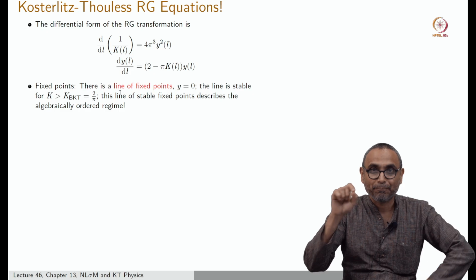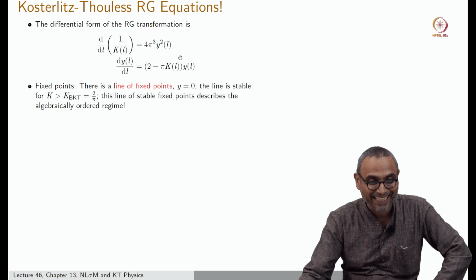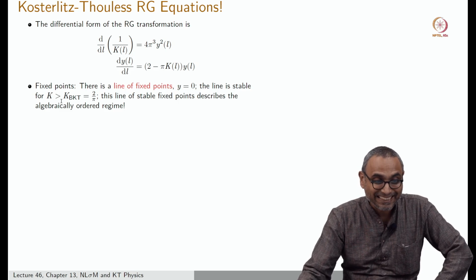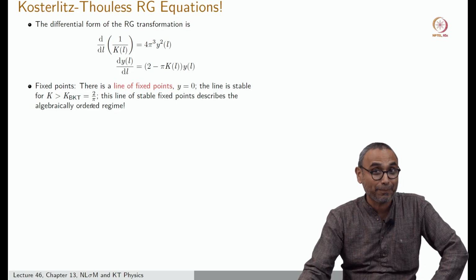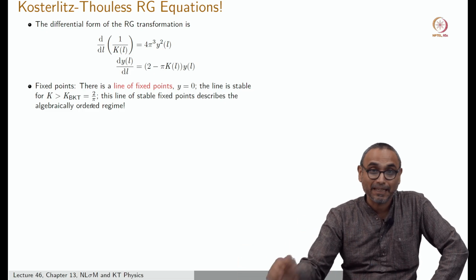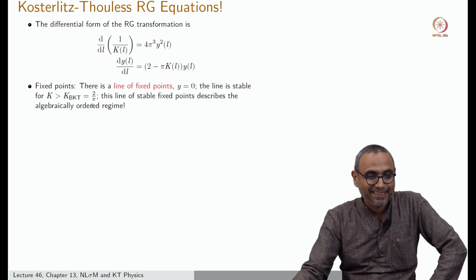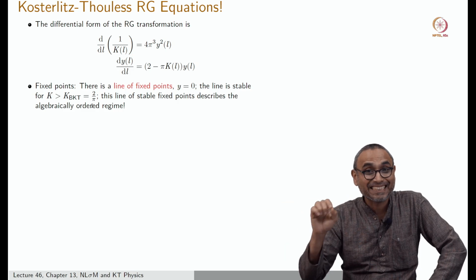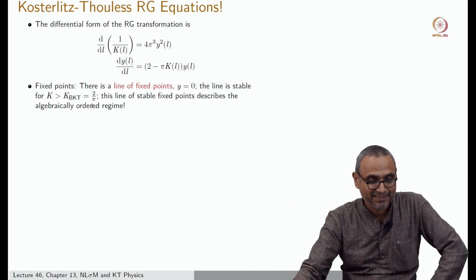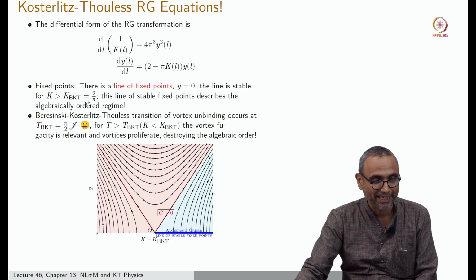A point on this line of fixed points is stable when this quantity is negative. So when K is greater than K_BKT, which is 2 by pi, remember 2 by pi? When it is greater than that, that means you are at temperatures less than pi by 2 times J. The fixed point line is a set of stable fixed points. Okay. So this is that line of stable fixed points, K greater than K_BKT of 2 by pi. So here all these points are stable fixed points.